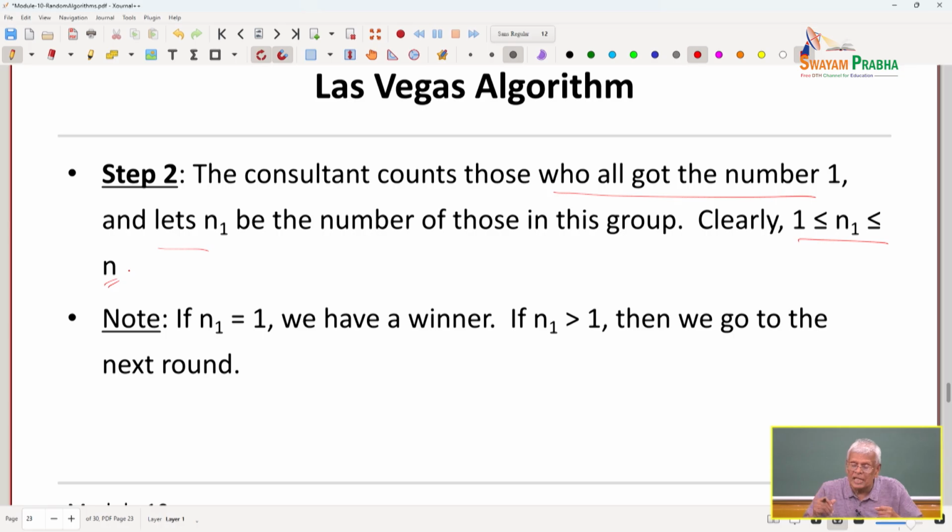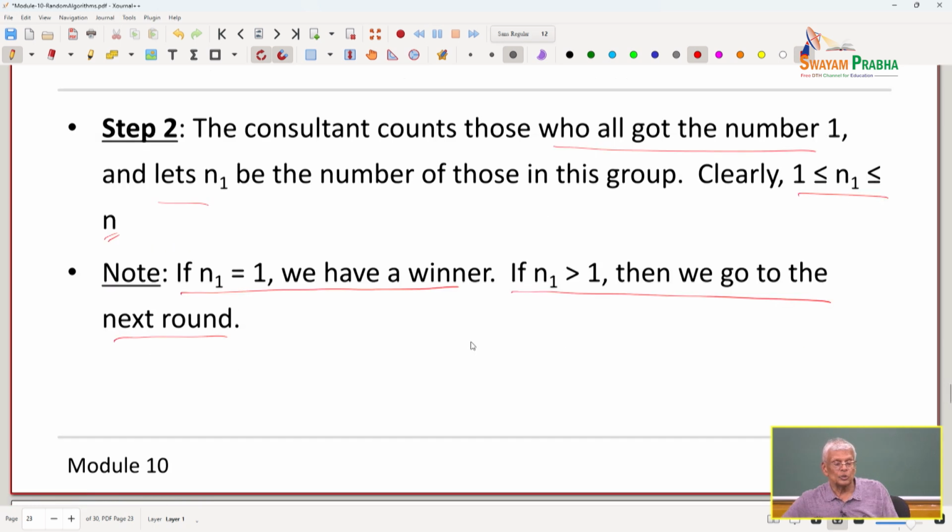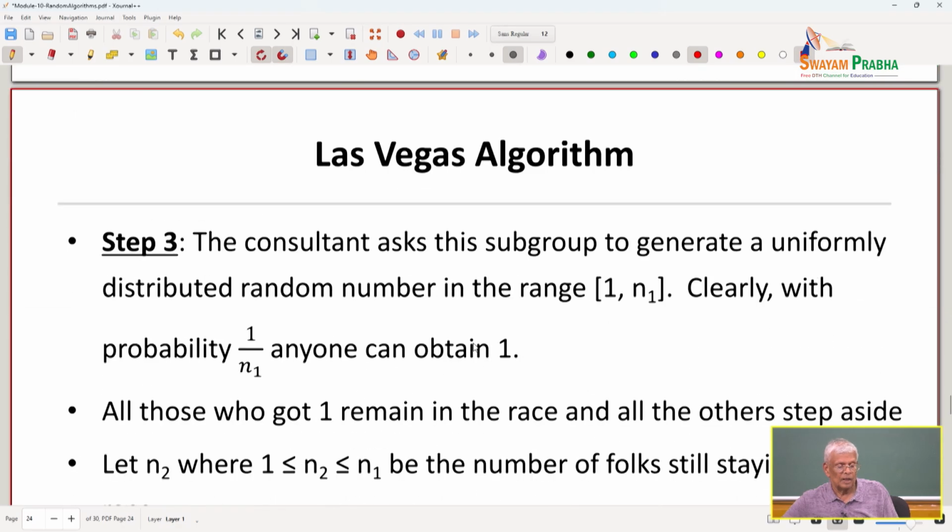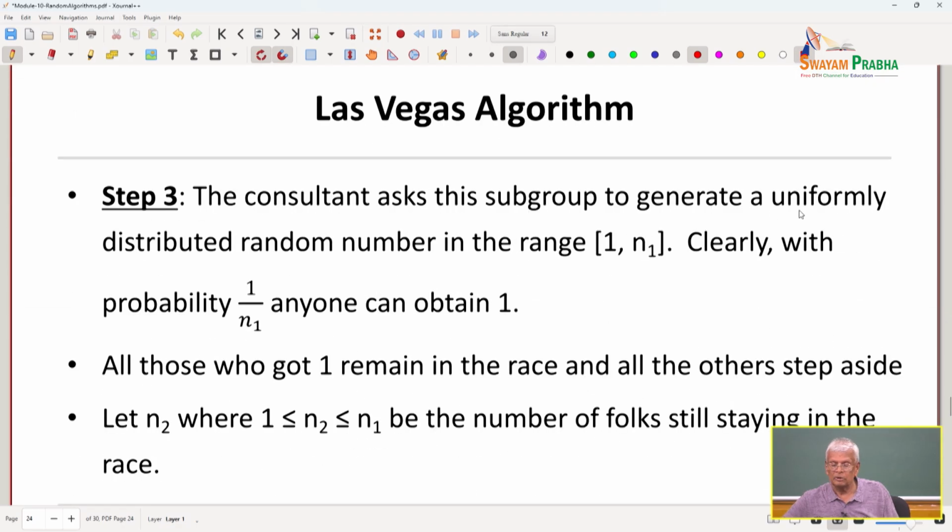So let n1 be the number of people who are going to stay in the game. If n1 is 1, we have a winner. If n1 is greater than 1, we have to go to the next round. So he counts the number of people who got 1, then he asks them individually, please set your upper bound for the random number generator, change n to n1. The consultant brings a group of software specialists to help them change the range from 1 to n to 1 to n1.